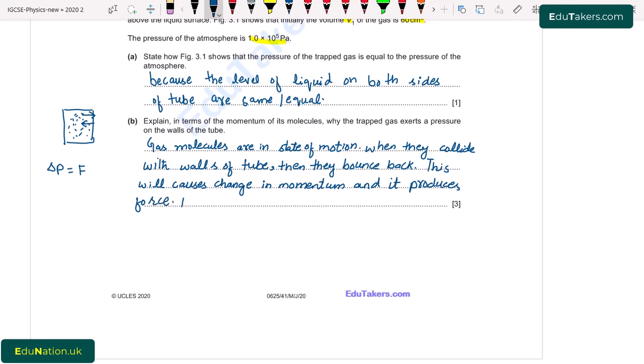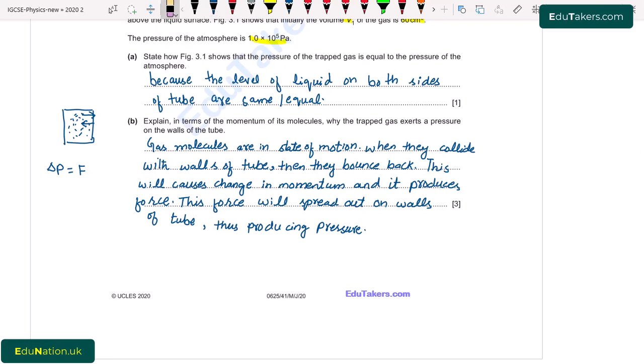This force will spread out on walls of the tube, thus producing pressure. So in this case, the trapped gas exerts the pressure on the walls of the tube.